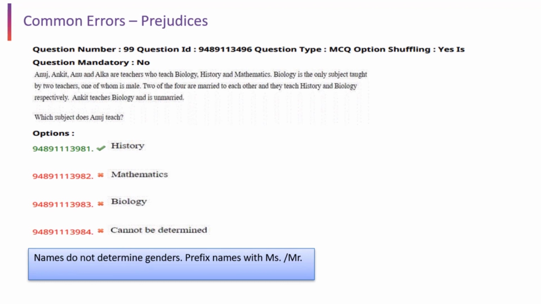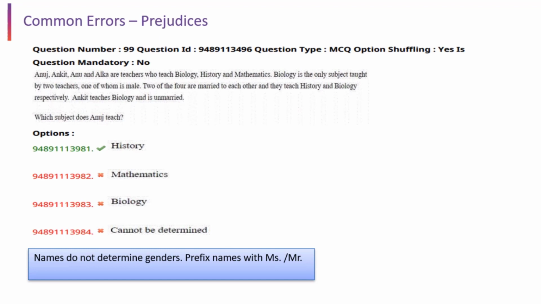Another very important example here is again one question which had to be dropped. Here we have given names: there's Anuj, there's Anu, Alka, and we are saying that two of them are married, there are two teachers, two are male, two are females, and biology is taught by a male. Now we are assuming that Anuj and Ankit will always be male names. This is something which is prejudiced in our minds a lot, but it's very much, I would say, region specific in India.